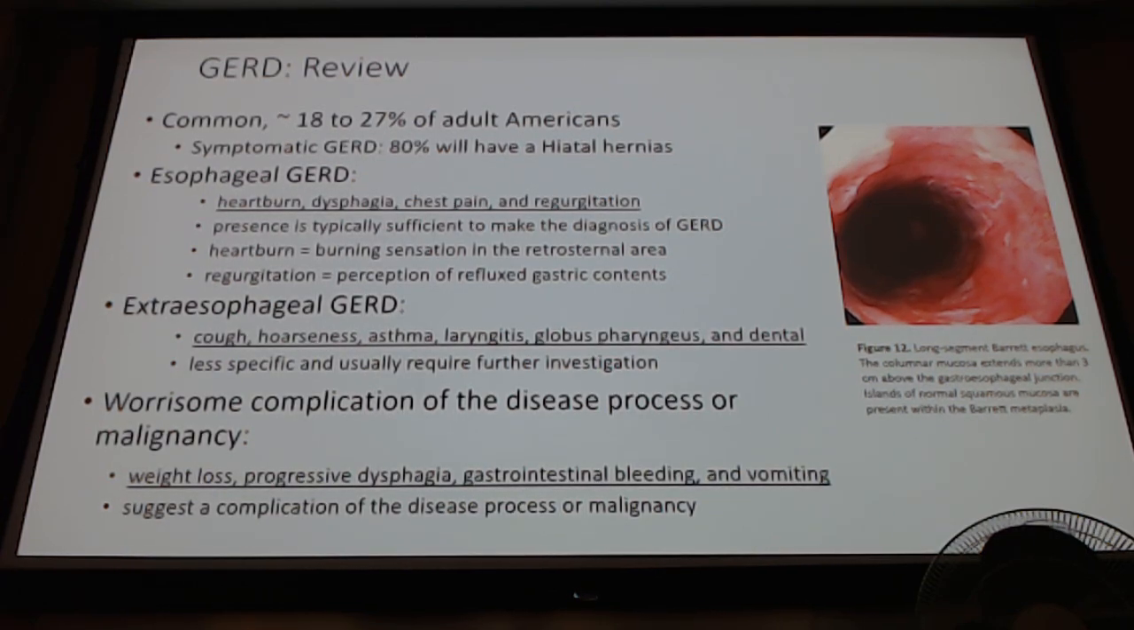The stuff highlighted or underlined is more important. GERD is common, affecting 18 to 27% of adult Americans. But for symptomatic GERD, 80% of them will have a hiatal hernia, which we'll talk about in a minute. Okay, so what are the signs of GERD?